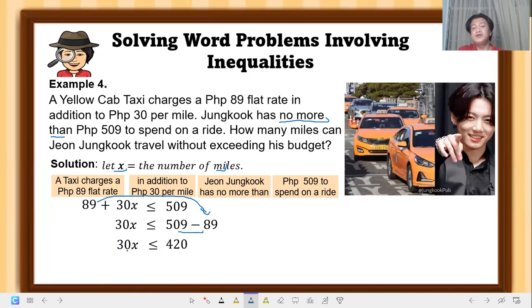Since the numerical coefficient of x is 30, you are going to apply the multiplication property of inequality to remove it. Or simply, as a shortcut, we divide both sides of the inequality by 30 to cancel the numerical coefficient. Okay, we cancel that. What remains is x less than or equal to 420 divided by 30, which is equal to 14. That means x is less than or equal to 14. So that is our solution set.